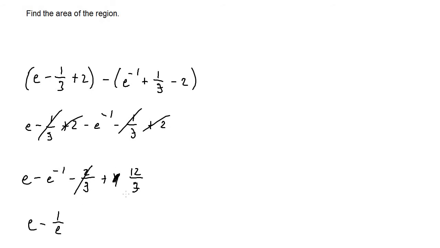And then we have negative 12 over 3 plus 12 over 3. That's going to be positive 10 over 3. That's the final answer for the area in between the two curves.